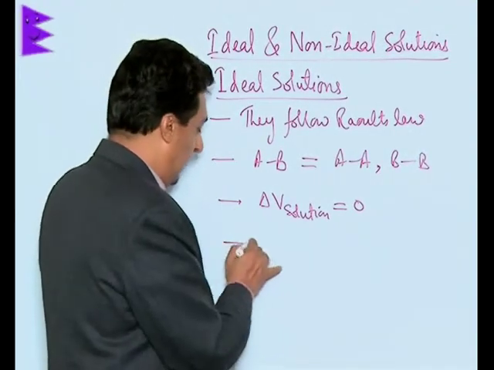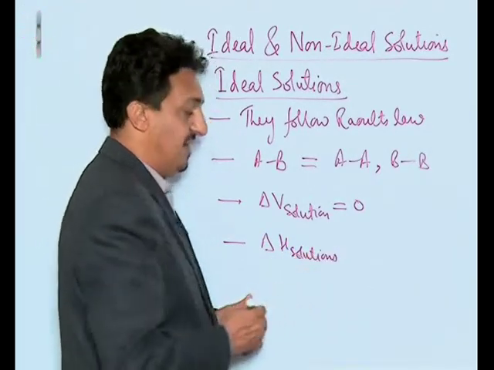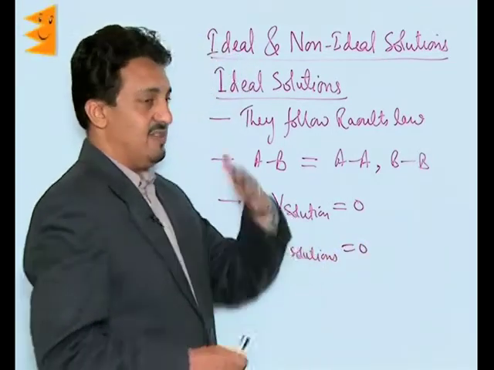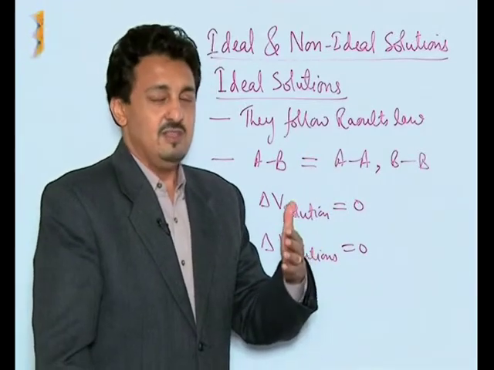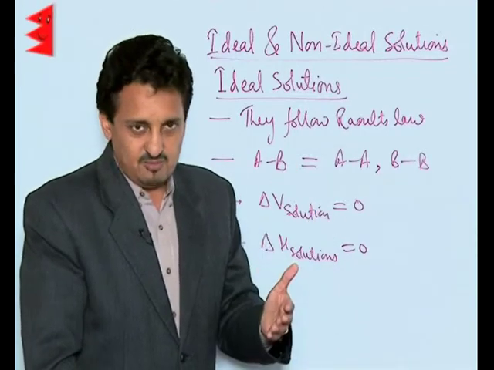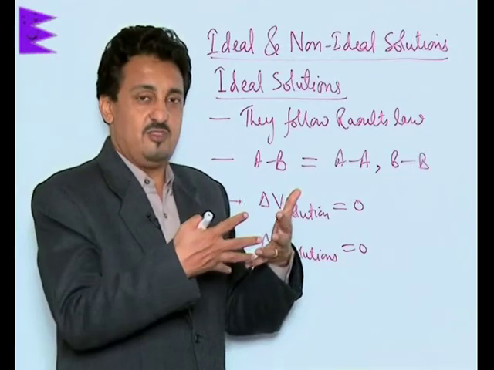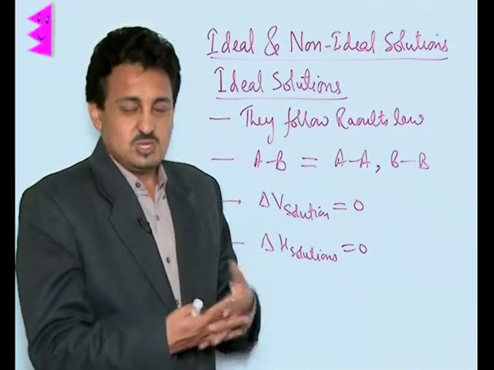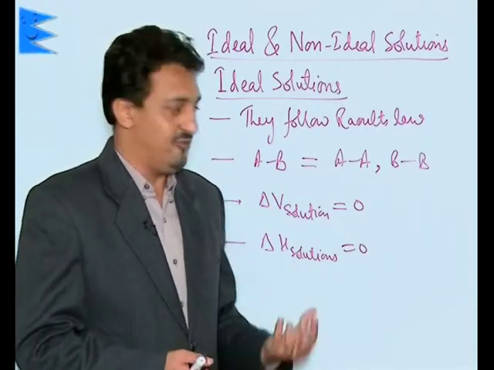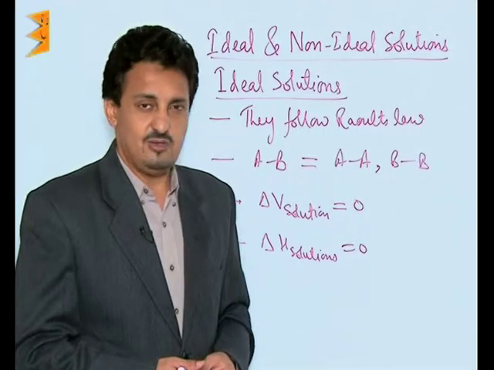Similarly, the enthalpy of the solution, the amount of energy released or absorbed when the solution is formed, is also 0, because whatever the amount of energy was required to break the earlier forces between solvent and solute, the same amount of energy is released when the new forces between solute and solvent are formed. So the net enthalpy of the solution is 0. So these types of solutions are called ideal solutions.